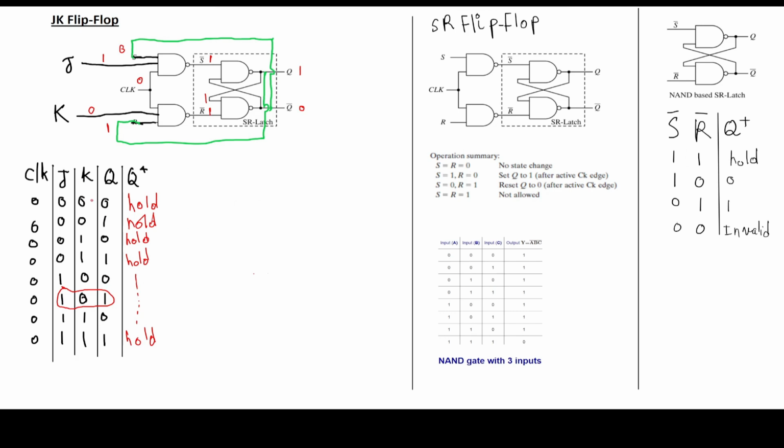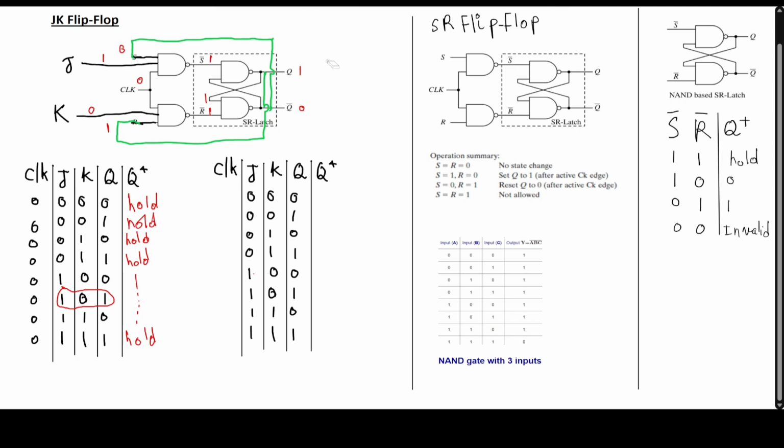So now let's do the same thing, but instead of the clock disabled, we want to see what happens when the clock is enabled. So let's copy this table here. So now instead of the clock is 0, we want to see what will be the output when the clock is enabled. So now the clock is 1. So let's do the first row. We have J is 0, K is 0, and Q is 0, and the clock is enabled. So J is 0, K is 0, and the current state is 0.